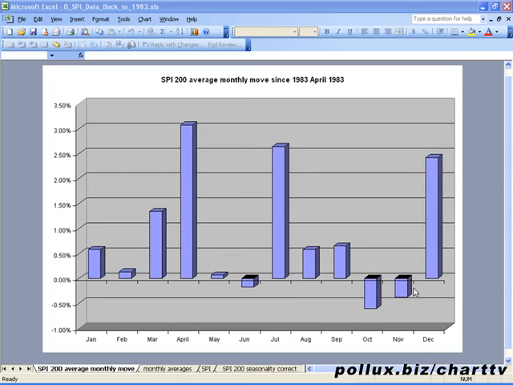Interestingly, October, November and June were the most bearish months. On average they are down months, so that's one to look out for, and we can see that not much really happens in February. So now you're probably wondering how I got these stats, got these results.